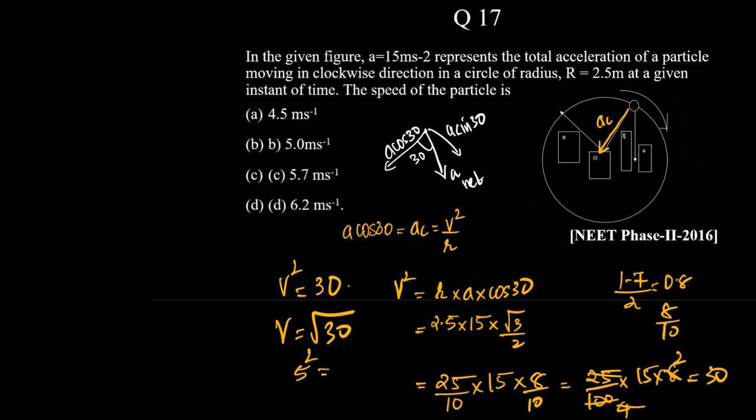If 5 square is 25 and 6 square is 36, then root of 30 will definitely be lying somewhere between 5 and 6. So the option which is between 5 and 6 is 5.7. Now please don't tell me 5. Why can't we take 5? Because 5 square is 25 and not 30. So the most appropriate answer would be 5.7.